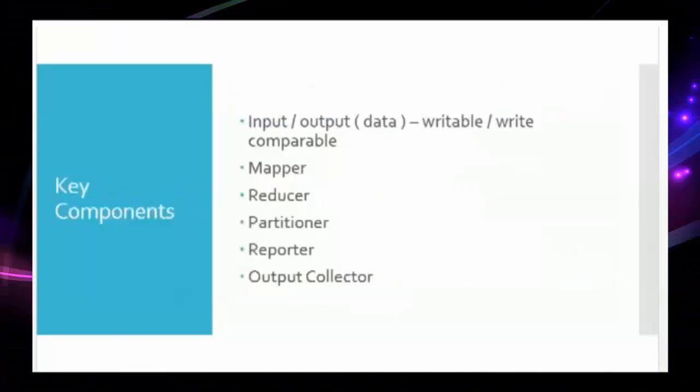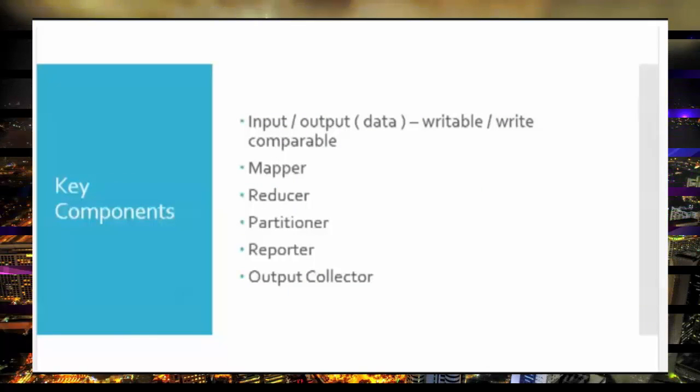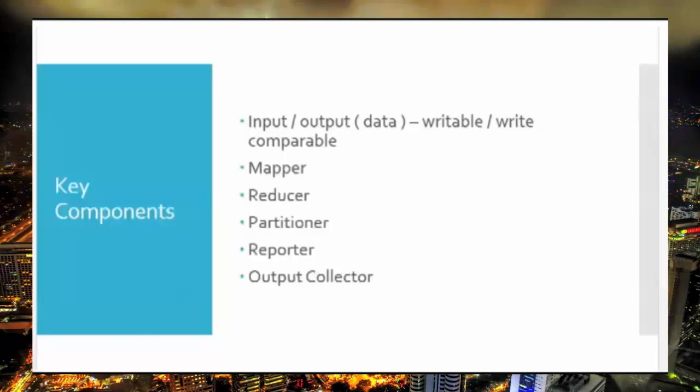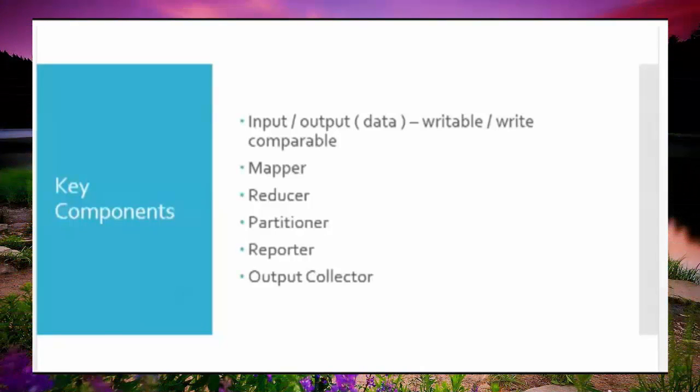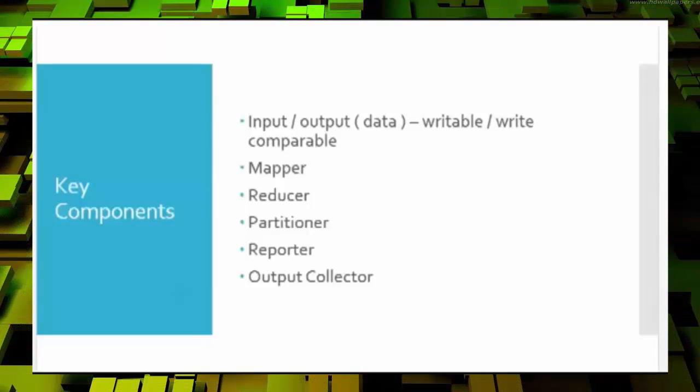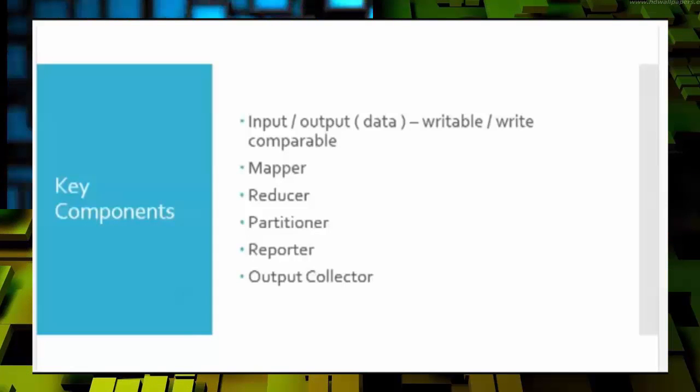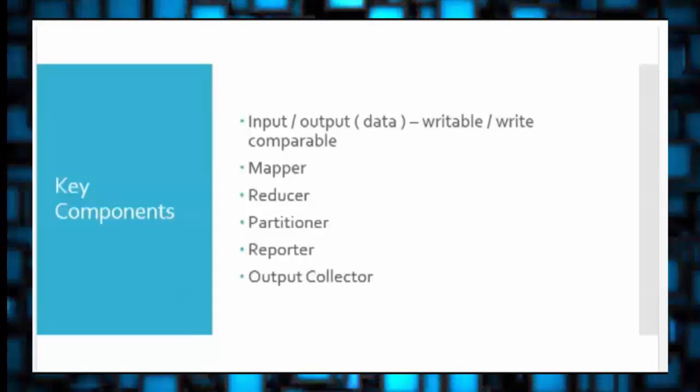So the key components of the Java implementation of MapReduce are the input and output, and I deliberately didn't go very deep into the writable and writable comparable at this point. I'm going to do that coming up just in a minute here. And then we have the mapper, reducer, the partitioner, the reporter, and the output collector. Those are the key components.